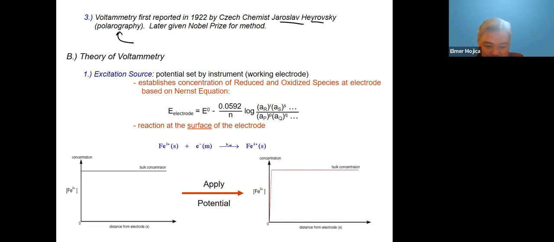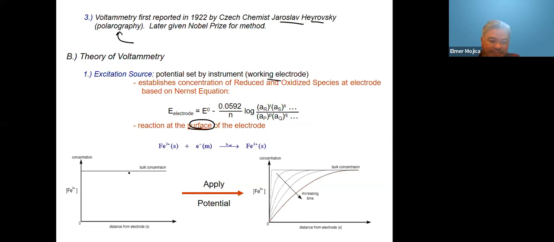I don't know if you were able to follow the changes that you have here. So you have an excitation source. The potential is set by the instrument. So doon mo yan i-set sa working electrode. And what happened? You establish the concentration of the reduced and the oxidized species at the electrode based on the Nernst equation. So usually the reaction happens at the surface of the electrode. So if you have Fe3+ there, it can be reduced to give you Fe2+.